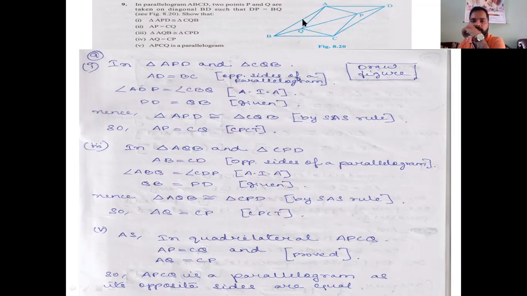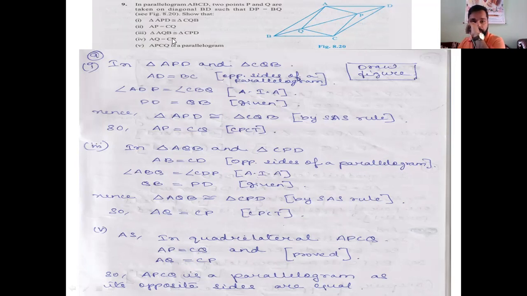CD is equal to AB, opposite sides of a parallelogram. Then DP is equal to BQ. It is already given. And one alternate interior angle between them. So you see AB is equal to CD. Angle ABQ is equal to angle CDP. Why? Alternate interior. And then BQ or QB, same, is equal to PD. That is given. So these two triangles are congruent. From here we can show number 4 also. That is AQ is equal to CP. This is by CPCT. So up to 4 it is clear.